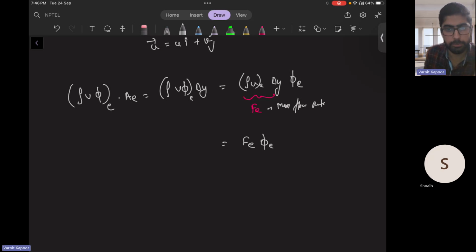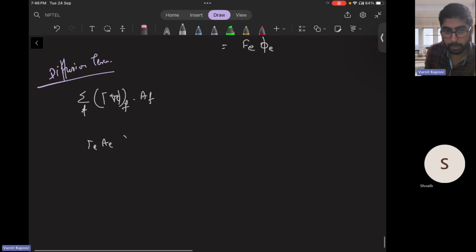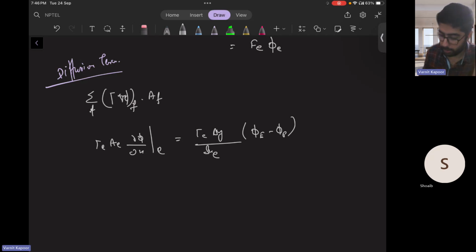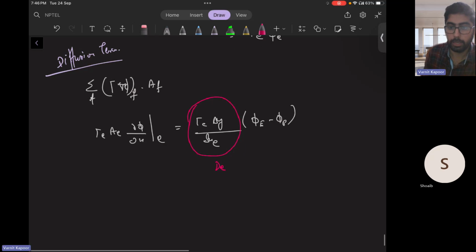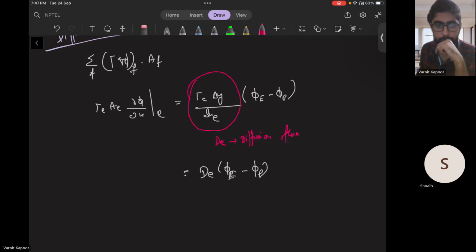Diffusion term you already know. Multiple times we have done this. It can be written for each face, say gamma east times dou phi by dou x at east, which is equal to gamma E delta y by delta x east times phi E minus phi P. So I'll say that this term is nothing but De. That is the diffusion term, diffusion flux basically, De times phi E minus phi P. That was mass flow rate, and this is diffusion flux. Correct.